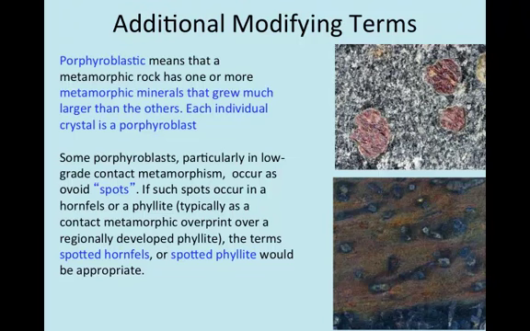In lower grade rocks, you still can get some porphyroblasts, but when they occur in slates or phyllites, you'll often hear the term spotted phyllite or spotted hornfels to indicate to whoever's listening to you or reading what you've written that there are porphyroblasts in there. And oftentimes they're small enough, they're hard to identify, and so we call them spots.